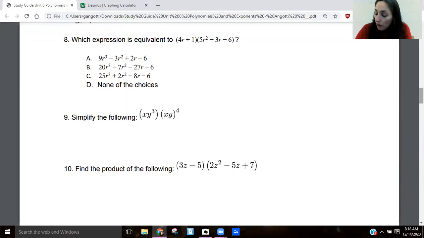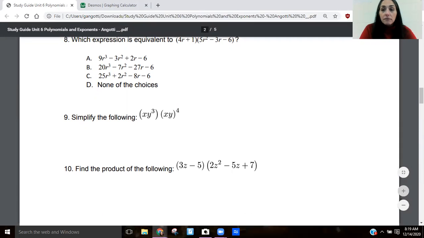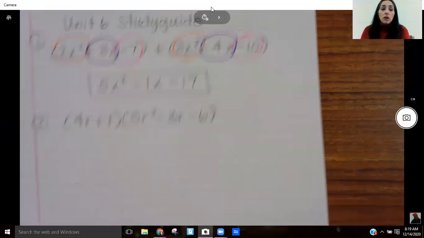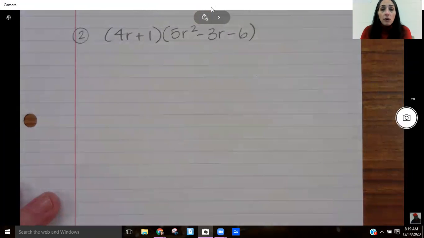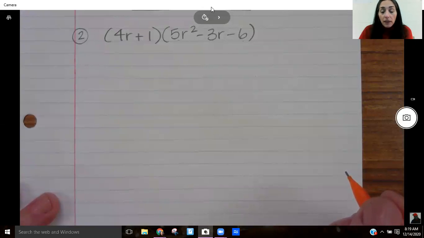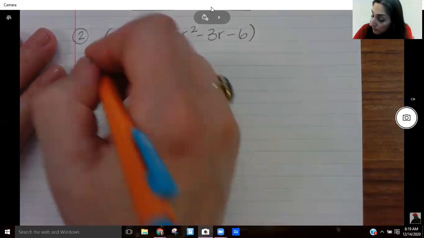So you have 4r plus 1 times 5r squared minus 3r minus 6. Okay, now this one's really good because it's a little bigger than just 2 binomials. It's a binomial and actually something with 3 terms that's a trinomial. And so you're going to do this the same way. It's exactly the same. You can use the distributive property or you can do the box method, okay? I think I am going to use the box method for this one.